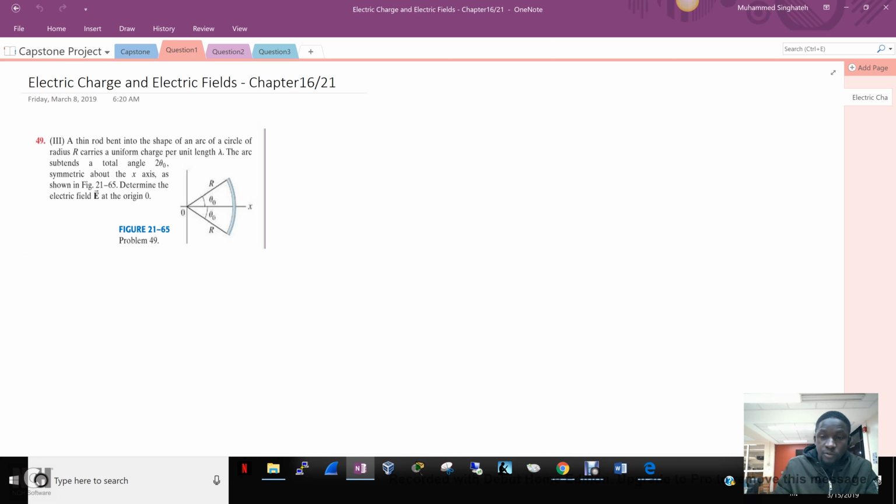So I'll just go ahead before I talk too much. All right. So this is the question. It says a thin rod bent into the shape of an arc of a circle of radius r, which we can see, and a uniform charge per unit length, I call it lambda. I forgot that name. But the arc subtends a total angle of 2 times theta, symmetric.